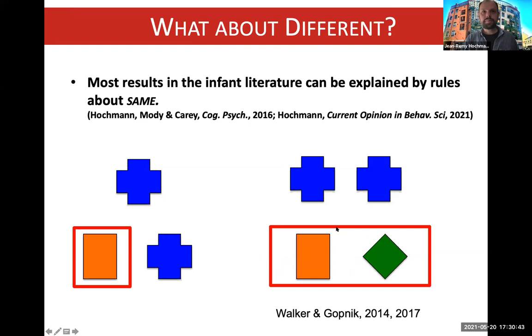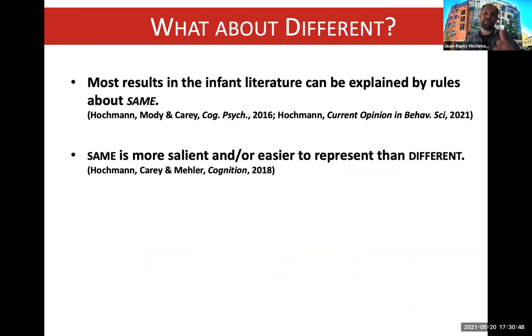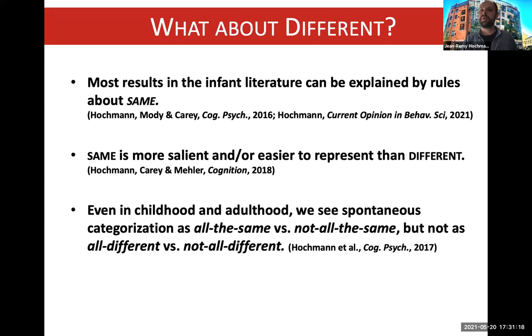So the problem here also is that, as we've just shown in our experiment, same is more salient or maybe easier to represent than different, right? That's why when infants have to learn two rules, same predicts left, different predicts right, they learn only one, because maybe learning two rules is difficult, but the one they learn is systematically the one about same. So similarly, when they could learn to choose different or to avoid same, the rule that is predicated on same might again be more salient. And in fact, even in childhood and in adulthood, we've seen spontaneous categorization of our arrays as all the same versus not all the same, right? If you remember, about 30% of the adults were doing this, but none of them spontaneously categorized as all different versus not all different. Right? So same is really more of a primitive than different.